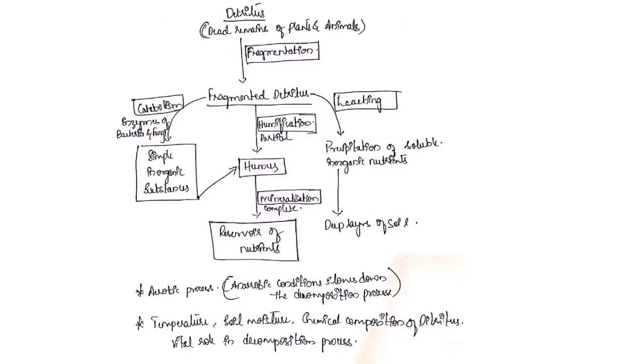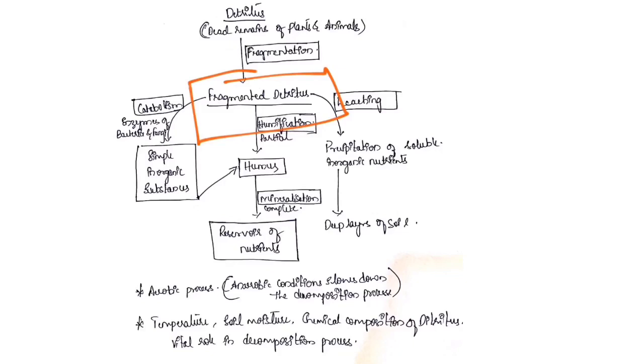Detritus means the dead remains of plants, animals, and fecal matter. It is first attacked by detritivores like millipedes, centipedes, or crustaceans. They first attack the detritus and break it into fragments. That is called fragmentation. The first step is fragmentation.